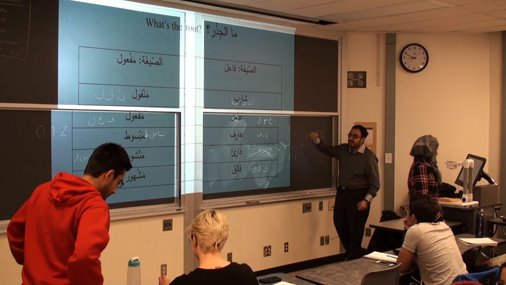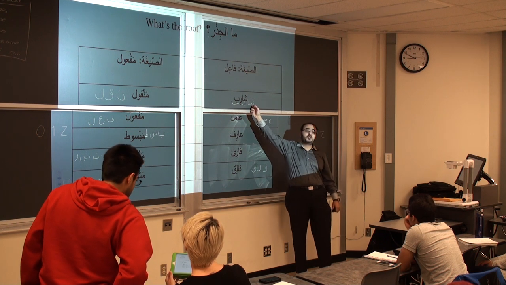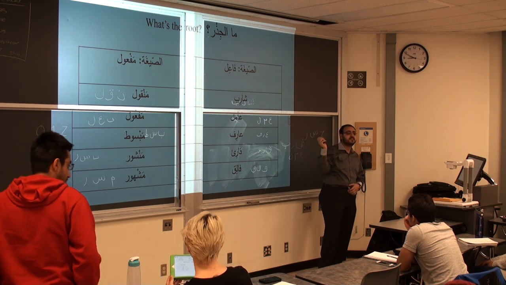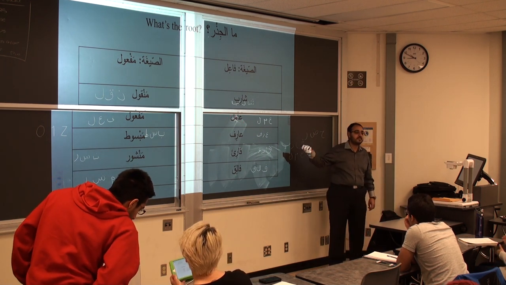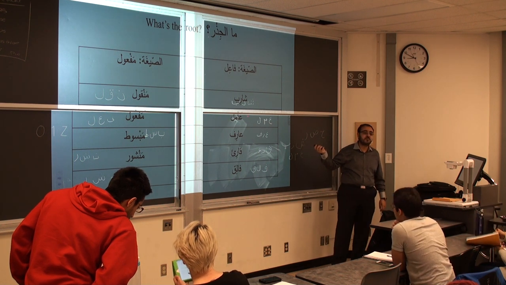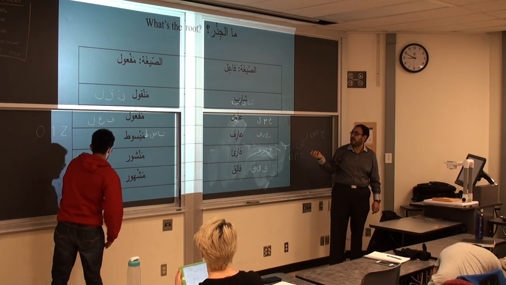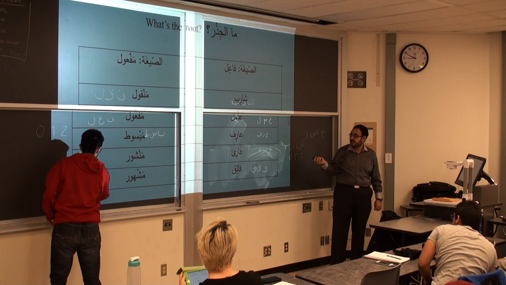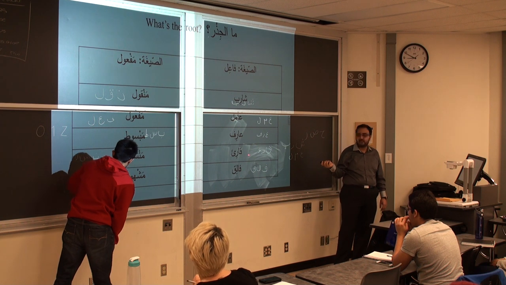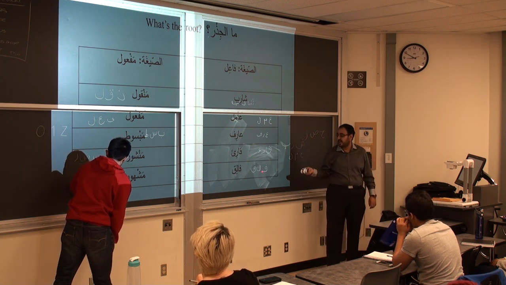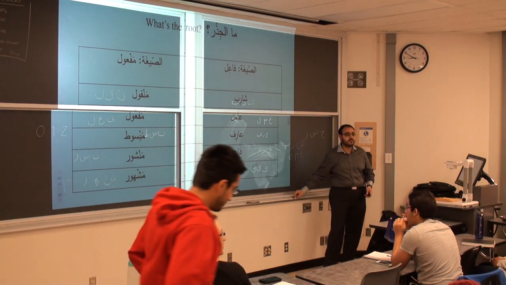Okay, let's go over the first one. Sharib. Who did Sharib? The root is sheen ra ba. Is that correct? Okay, so the first one is correct. Amil, who did Amil? Ayn mim lam, is that correct? Arif, who did it? Ayn ra fa, is that correct? Qari, qaf ra hamza, is that correct? And falib, fa lam qaf, is that correct?